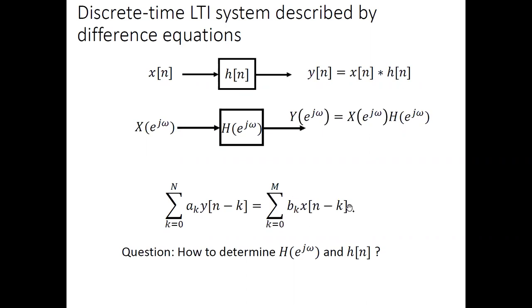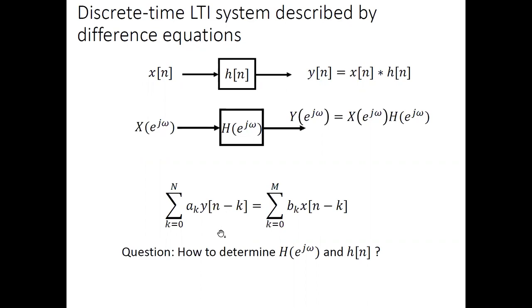So this delayed version, x of n minus k, delayed by k units, is weighted by a constant coefficient bk, and we sum up all these delayed versions from k equals zero, which is the original signal, to k equals capital M, which is delayed by capital M. This is the right-hand side. And this linear time invariant system, its output is also a linear combination with the same format as the right-hand side: delayed versions of y by k units from k equals zero to N, weighted by ak.